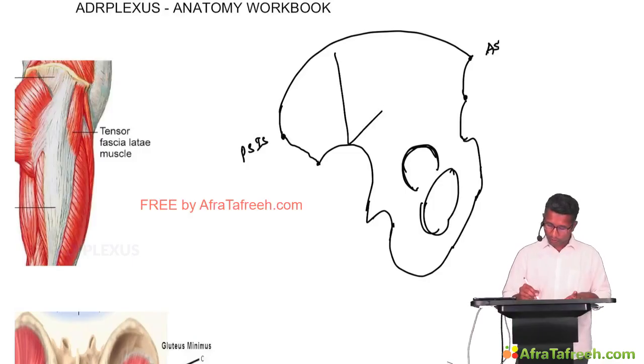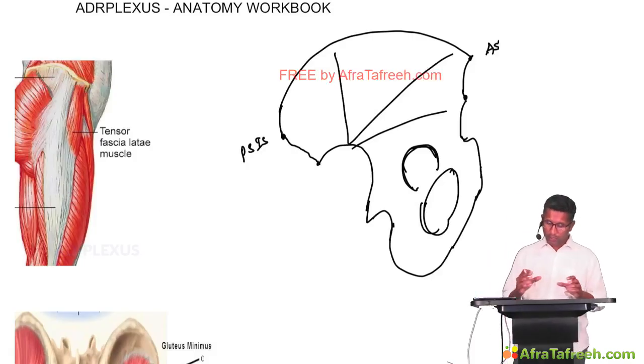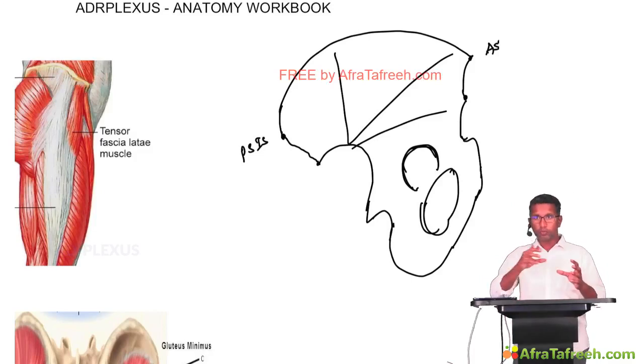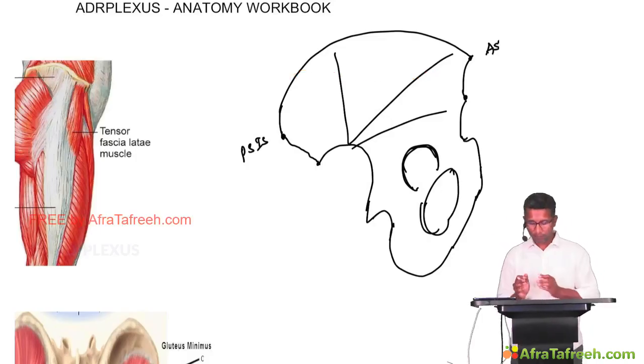One is called the posterior gluteal line, one is called the anterior gluteal line, and another one is called the inferior gluteal line. You have three lines which are dividing this area, and there is a bone which articulates with the acetabulum, that is the hip joint. So what I am going to do is remove the femur from the hip joint and keep it by the side of the hip bone.